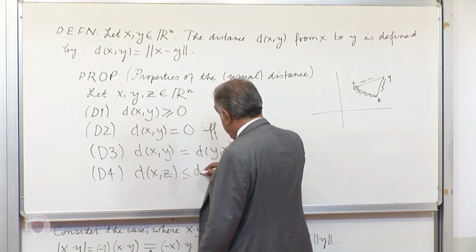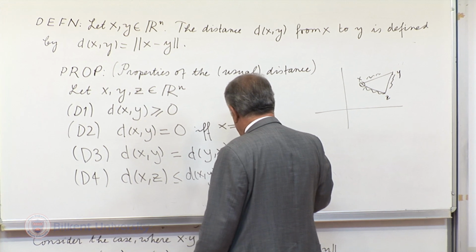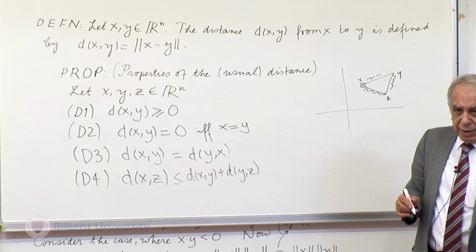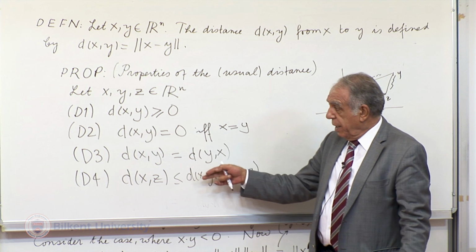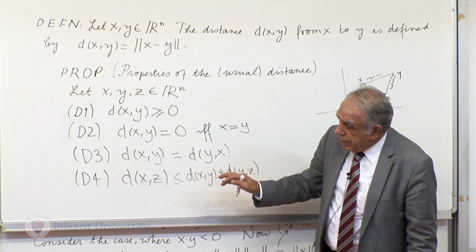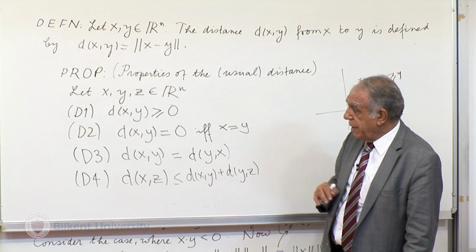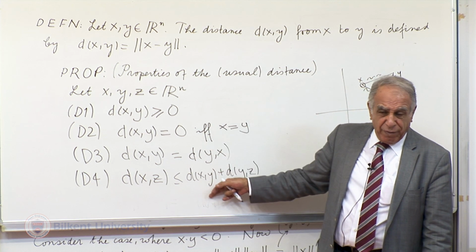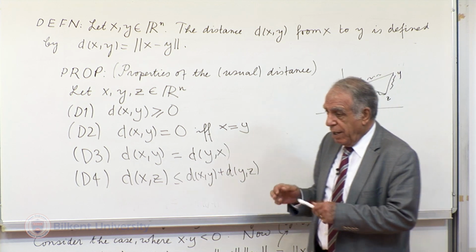So this is dxy plus dyz. This is the triangle inequality in terms of the distance function. Now, although each of these follows very simply and easily from what we have under the norm properties, I will write the proof of all the four properties in full, and then we'll make an observation.